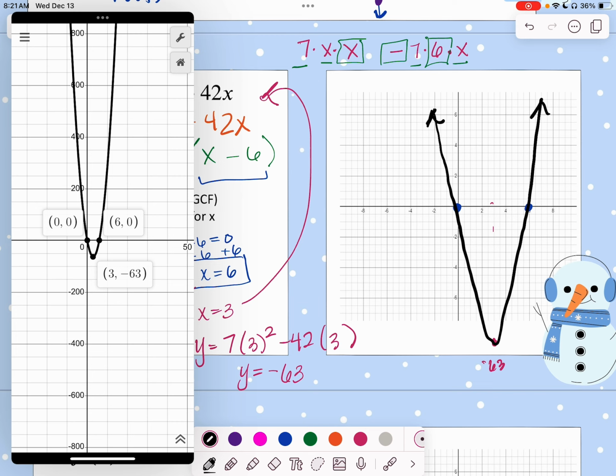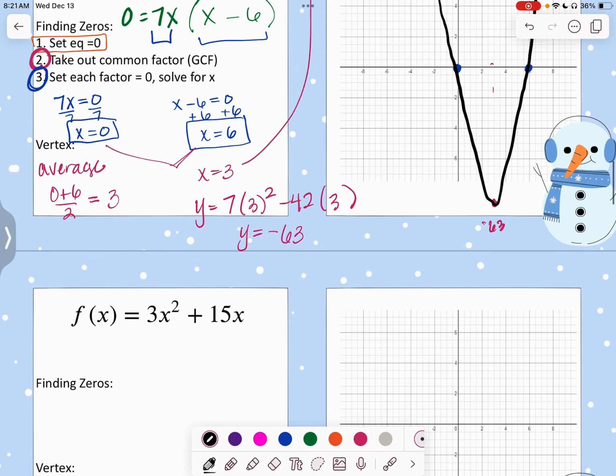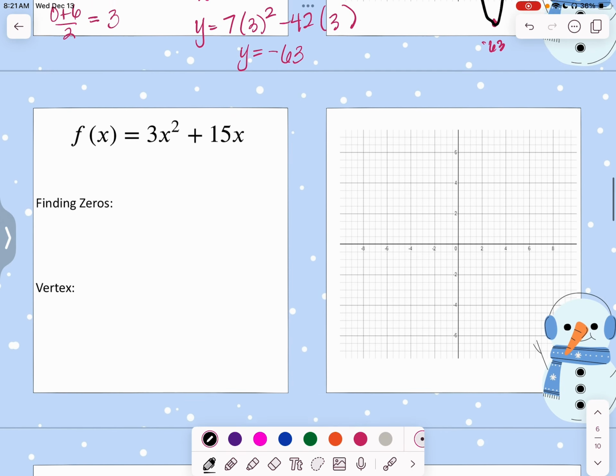Okay, so what is your goal for today? Your goal for today are these 3 steps. You take this, you set it equal to 0. You factor out a GCF. You use those 2 factors to find the zeros. You're going to put them on the graph. Then you're going to find the vertex halfway in between and sketch. Okay, let's do another one.